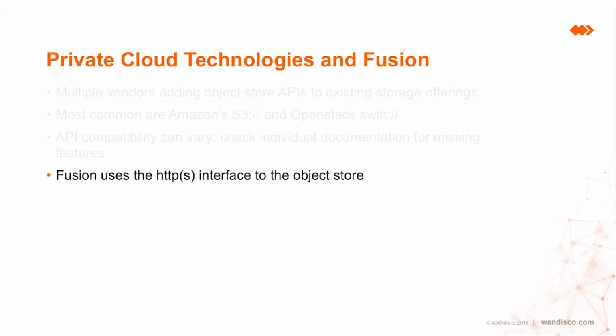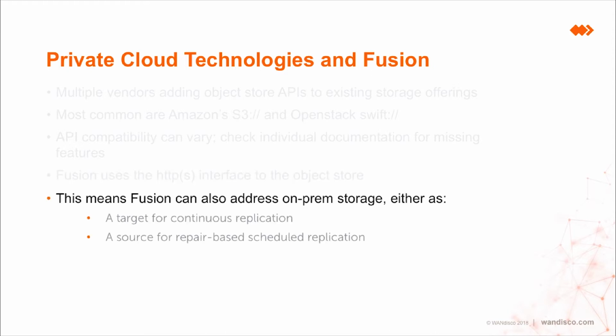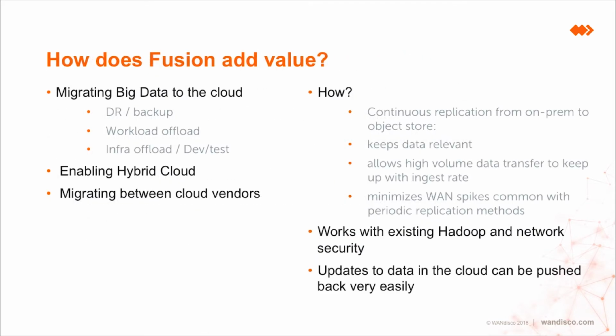Fusion. WANdisco Fusion uses the HTTP/HTTPS interface to the object store. This means that Fusion can also address on-prem storage as either a target for continuous replication or a source for repair-based scheduled replication. And how does Fusion add value? Well, migrating big data to the cloud for a DR backup or workload offload situation is a good use case. It enables hybrid cloud, and migrating data between cloud vendors is another area where Fusion could add great value.